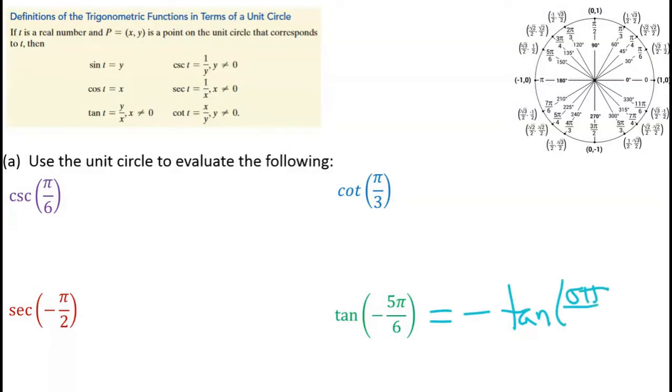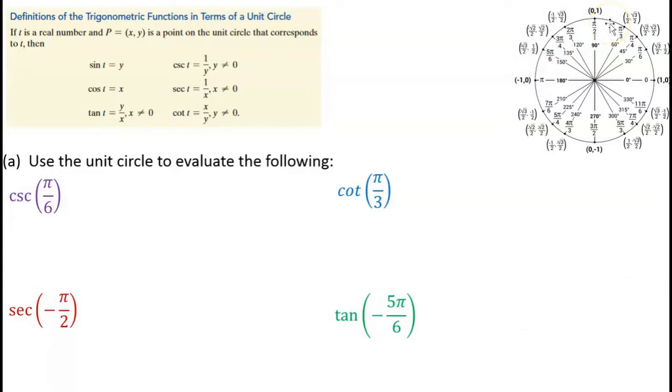Why is that better? Because 5 pi over 6 is right here on your unit circle. That's the angle that you would use. And tangent is going to be the y value over the x value, and then the negative just hangs along in front of it. So you don't have to go backwards around the circle. You can always go forward around the circle.